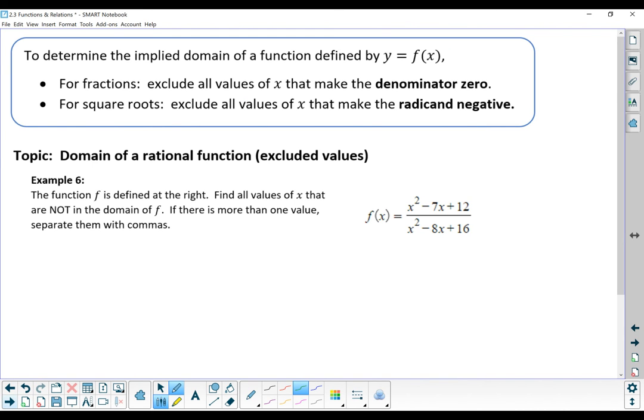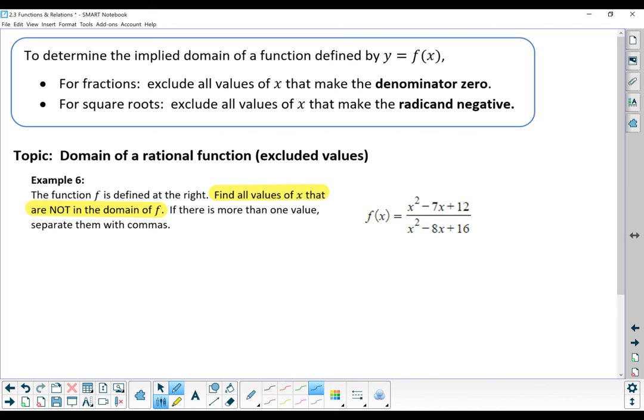All right, our last two topics have to do with figuring out the implied domain of a function for rational functions and for square root functions. So we're going to start with rational functions. Rational functions are functions that are fractions like this with some variables in both the top and the bottom. What it asks for on rational functions is find the x values that are not in the domain. Sometimes those are called excluded values.